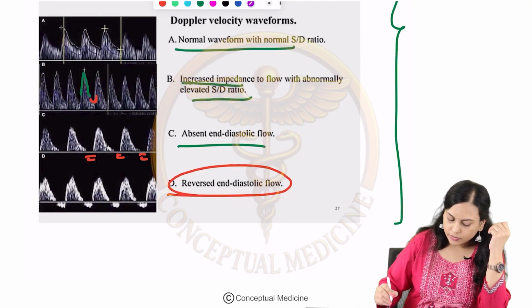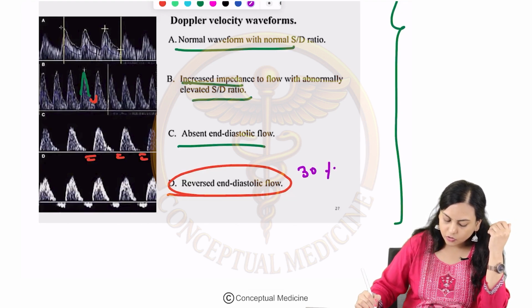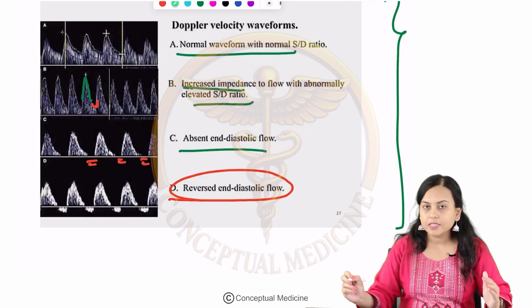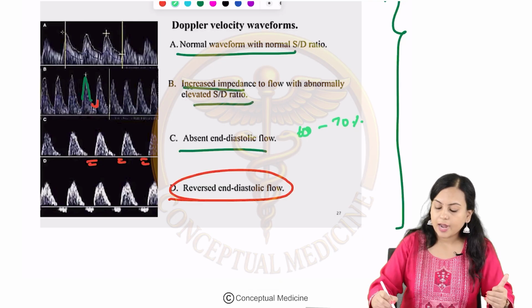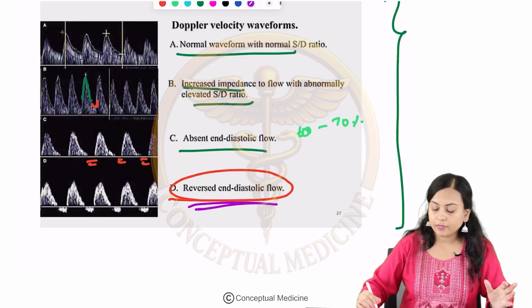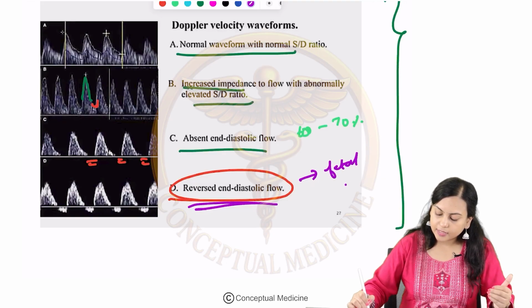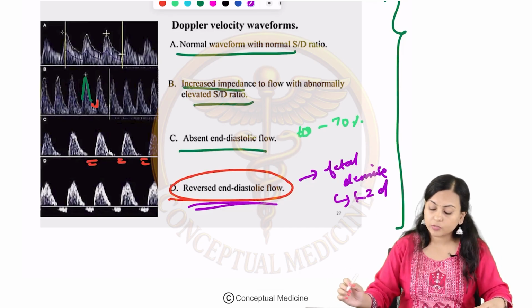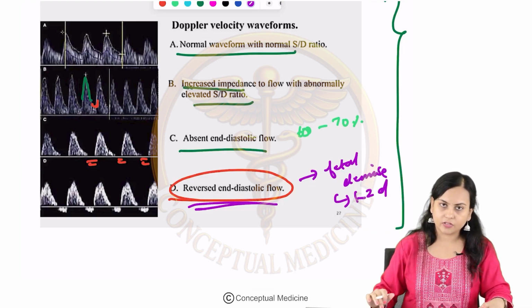Okay, so reduced diastolic flow means around 30% of the vasculature got destroyed. Okay, so in absent end diastolic flow, around 60 to 70% of the vasculature would have got destroyed. And when you see reversed end diastolic flow, you have to be very cautious because you can expect fetal demise in another 1 to 2 days. Clear? So that means how significant it is. Remember, it is first absent followed by reversed end diastolic flow. Okay.